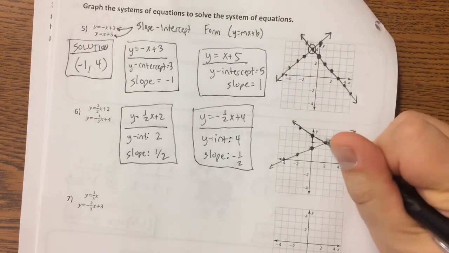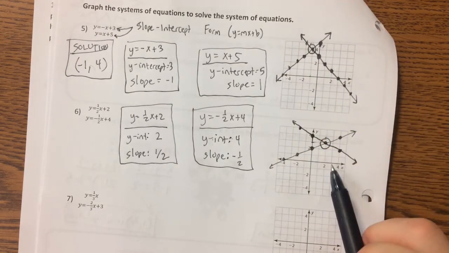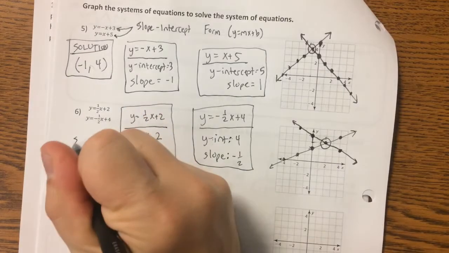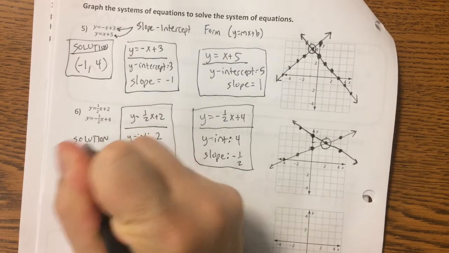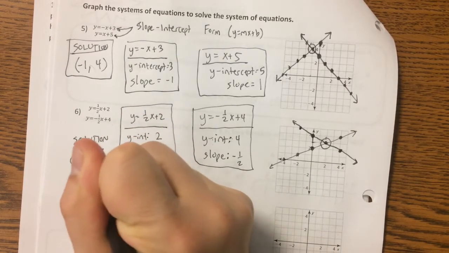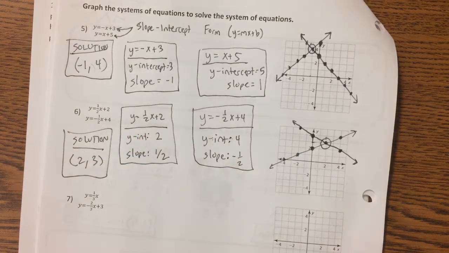Notice that these two lines intersect at 2, 3, so that's my solution. In other words, that's your answer. That's what you're looking for when you're trying to solve this system.